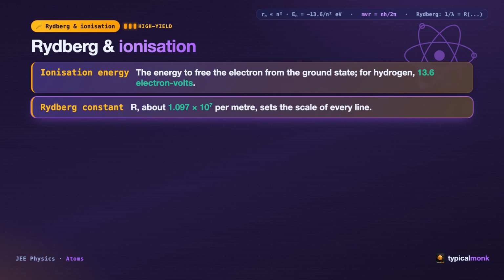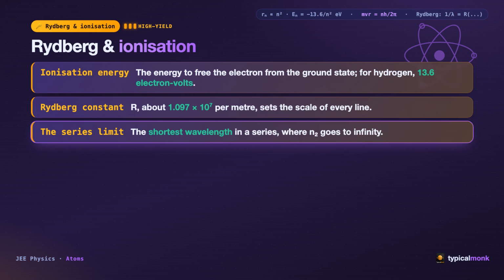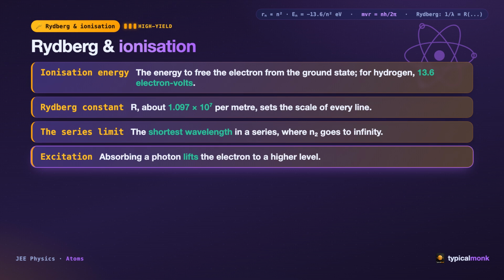It sets the scale of every line. The series limit: the shortest wavelength in a series, reached when n2 goes to infinity. Excitation: absorbing a photon lifts the electron up to a higher level.